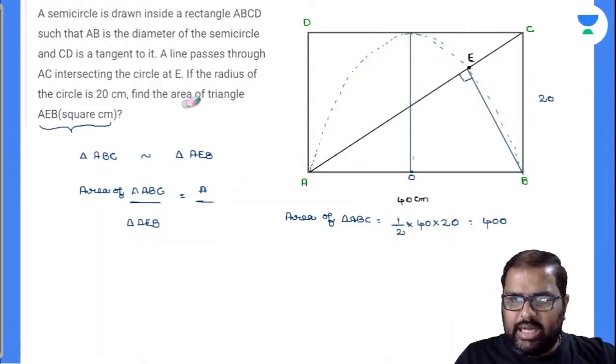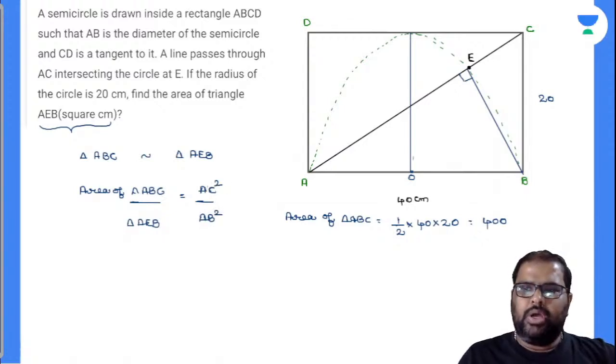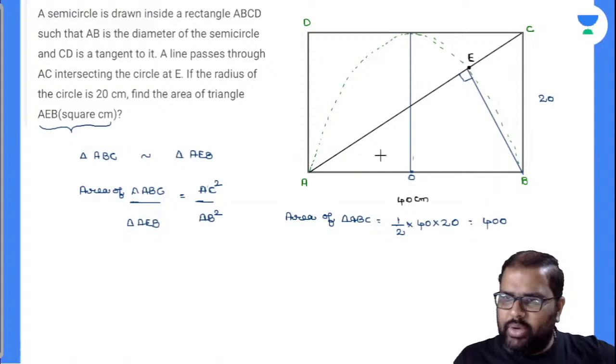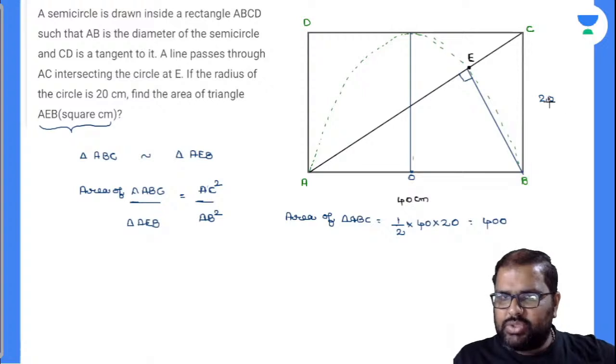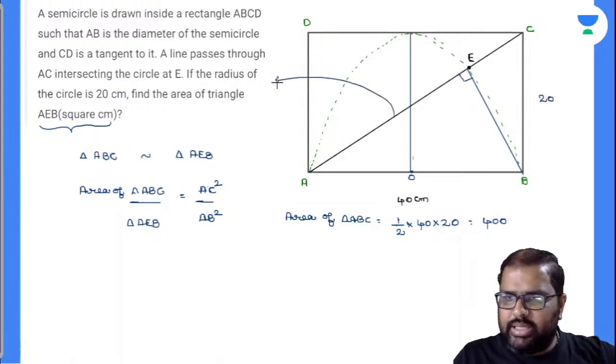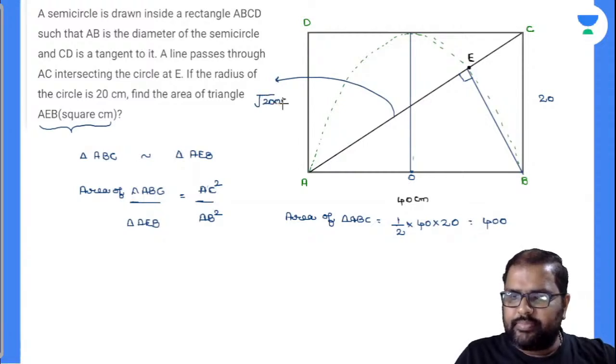AC square is the hypotenuse value there. Now here AB square is the hypotenuse value there. Okay, now what is AB? What is the AC value, beta? By Pythagoras theorem, 40 into 40 is 1600 plus 400 is 2000. So the AC value is nothing but equal to root of 2000. I'll keep this value like this.